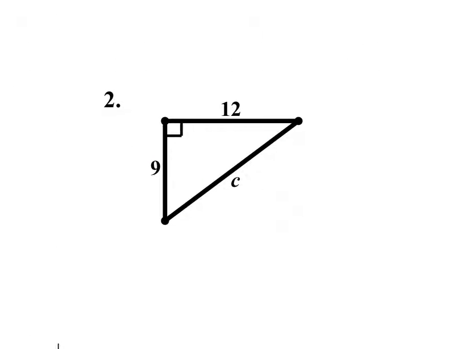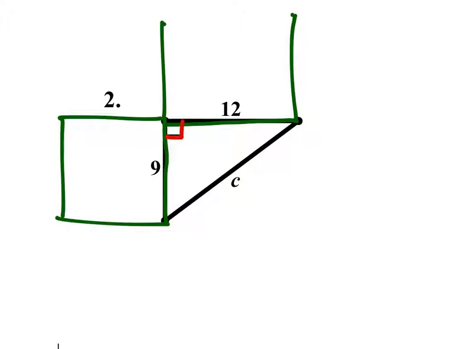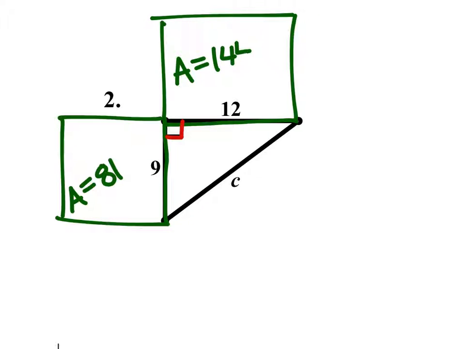All right, this one's going to work exactly the same way. Here's a leg, here's a leg, because these two legs make up the right angle. So again, I could draw a square right here, and then draw a square right here. If my side length is 9, then the area of that square would be 81. If I had a side length of 12, then the area of the square would be 144.